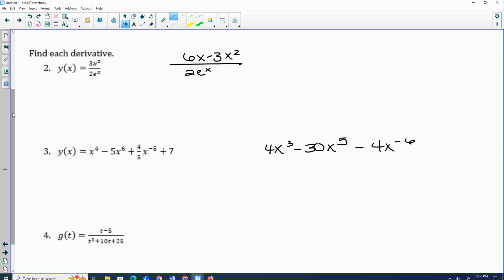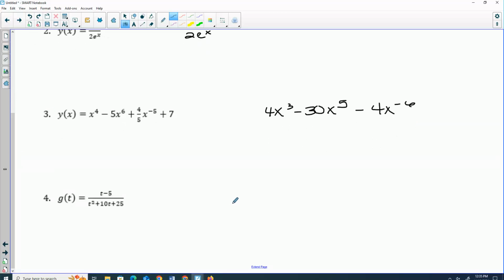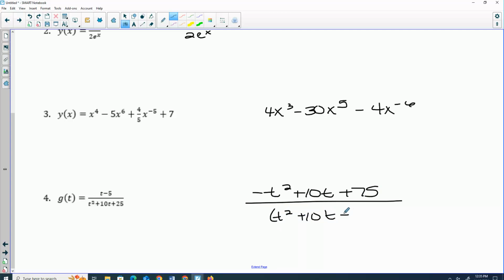Alright, is number 3 okay? Yes. Number 4. You have negative t squared plus 10t plus 75 over t squared plus 10t plus 25 squared. Do we need to work out any of these? I was hoping it would cancel. I got a positive t squared.